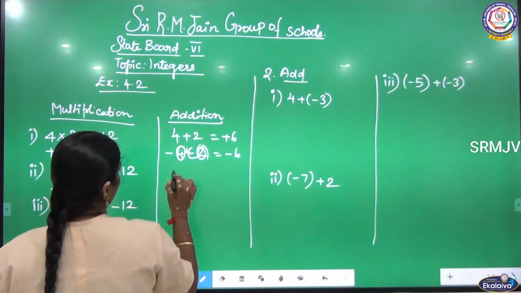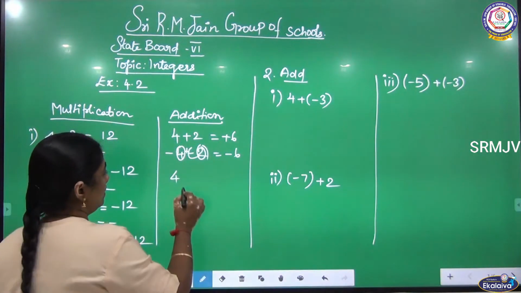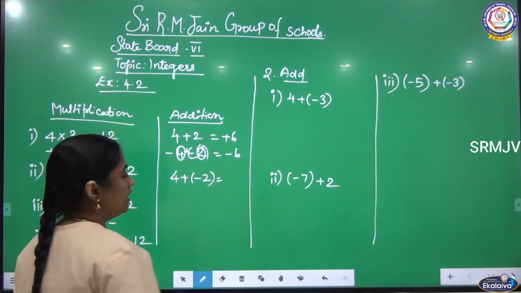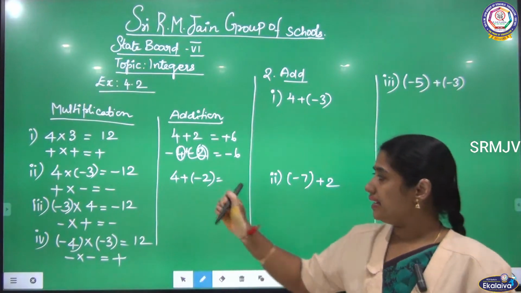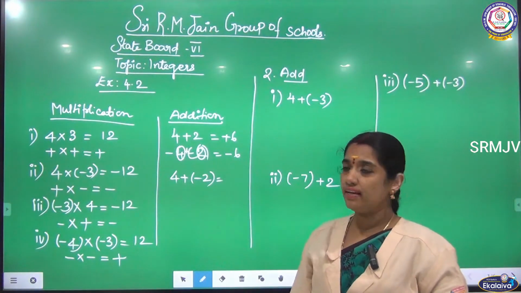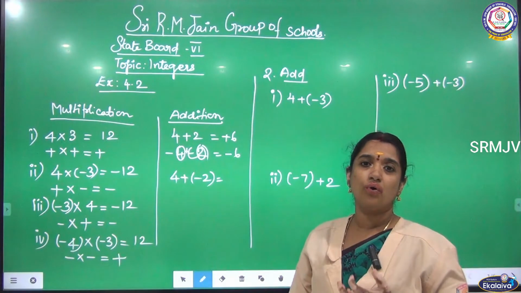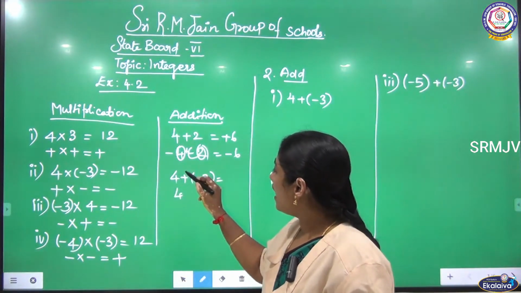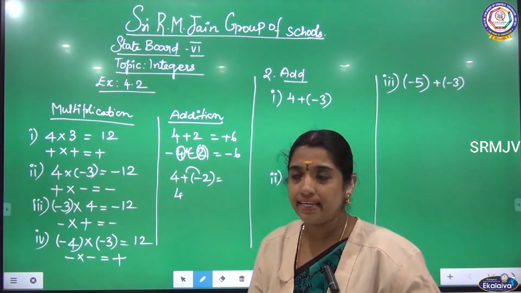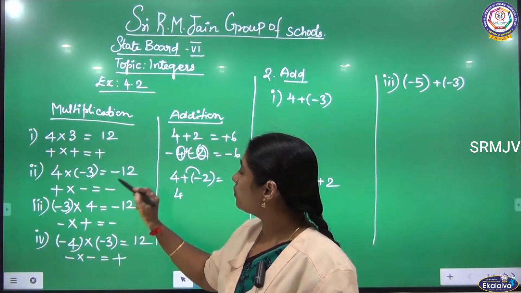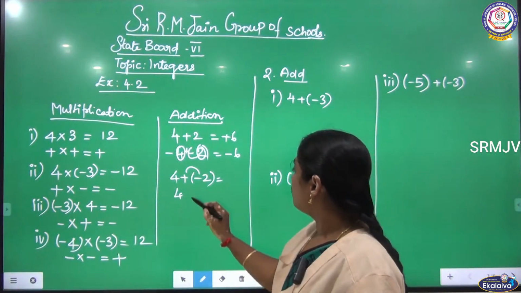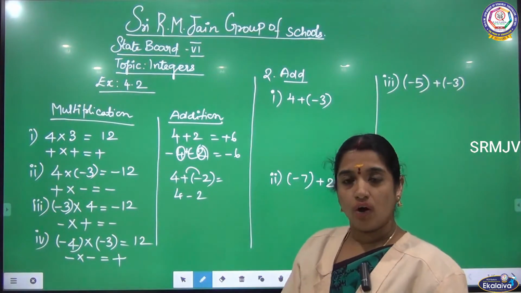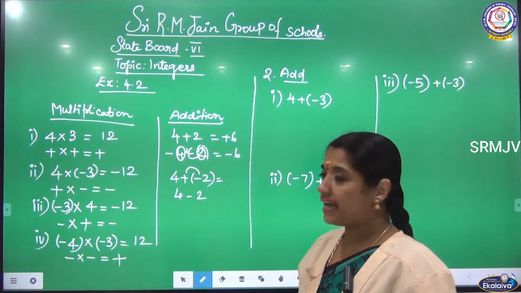Suppose 4 plus minus 2. Listen, children. Here you have alternate signs, a positive integer and a negative integer, and you are going to add these. So what are you going to do? Listen, I said plus into minus, what is plus into minus? You get minus. So for that, minus 2. Here my signs are alternate. Okay, you have to subtract this.